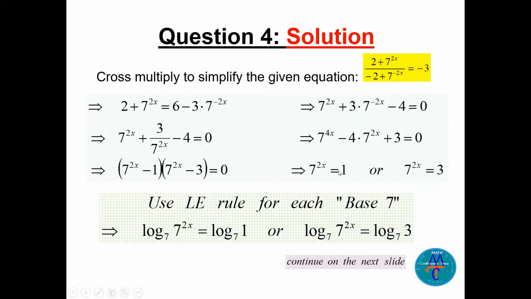Now we have 7 to the power 2x is equal to 1, or 7 to the power 2x is equal to 3. Now I can take the log rule using base 7, or I can take the log on both sides here. So this becomes log base 7 of 7 to the power 2x is equal to log base 7 of 1, or log base 7 of 7 to the power 2x is equal to log base 7 of 3. This becomes 0 here. Log of any base of 1 is equal to 0. And this becomes 2x is equal to log base 7 of 3.